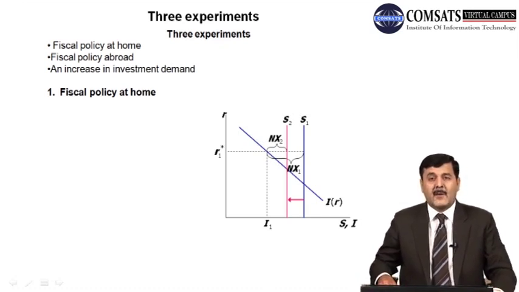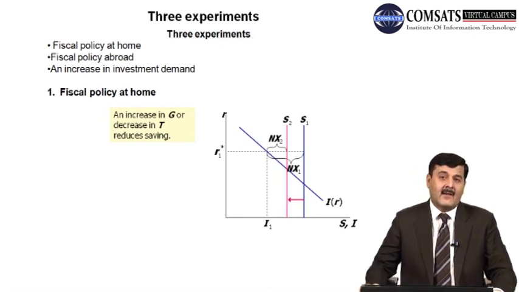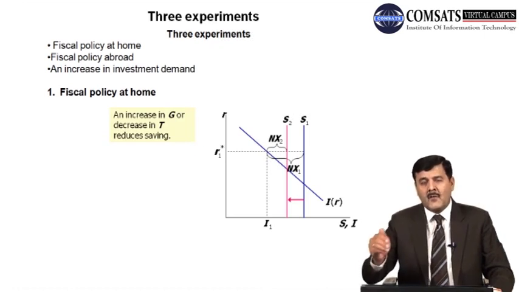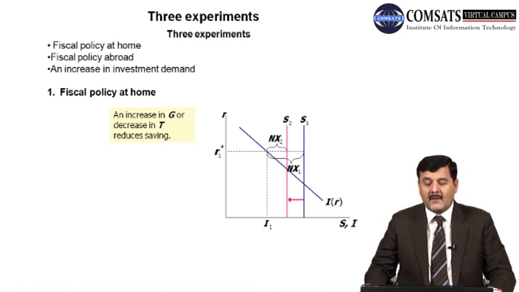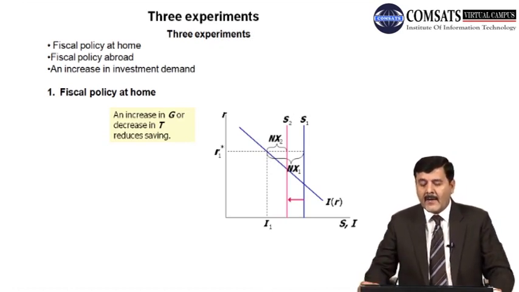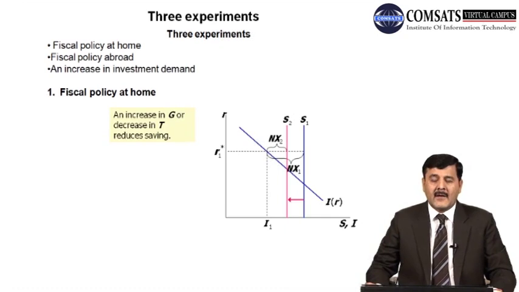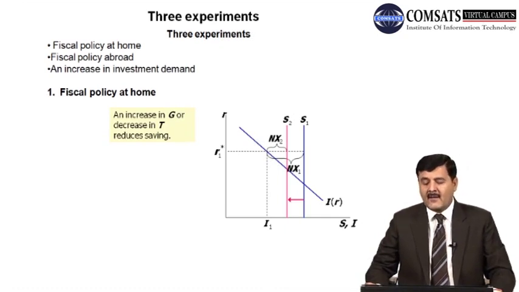So we'll start with the first experiment, which is about fiscal policy at home. Now suppose there is an increase in G or a decrease in taxes. Agar government spending badhati hai ya taxes kam karti hai, to ek hi tarah ka effect hota hai. Jab government ki spendings badhti hain ya revenue kam hota hai, it means it reduces savings. Savings kam ho jati hai. If you look at the diagram, we have the investment curve, or the demand curve in the loanable funds market, which is downward sloping, and we have the saving curve, which is vertical. Both of these curves intersect each other and determine equilibrium in the loanable funds market.